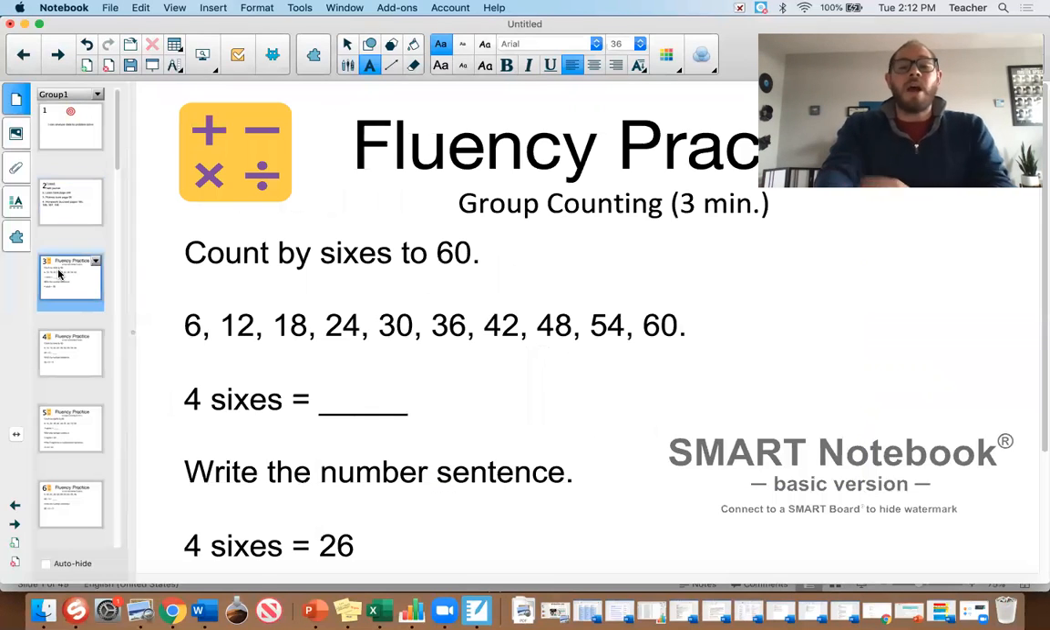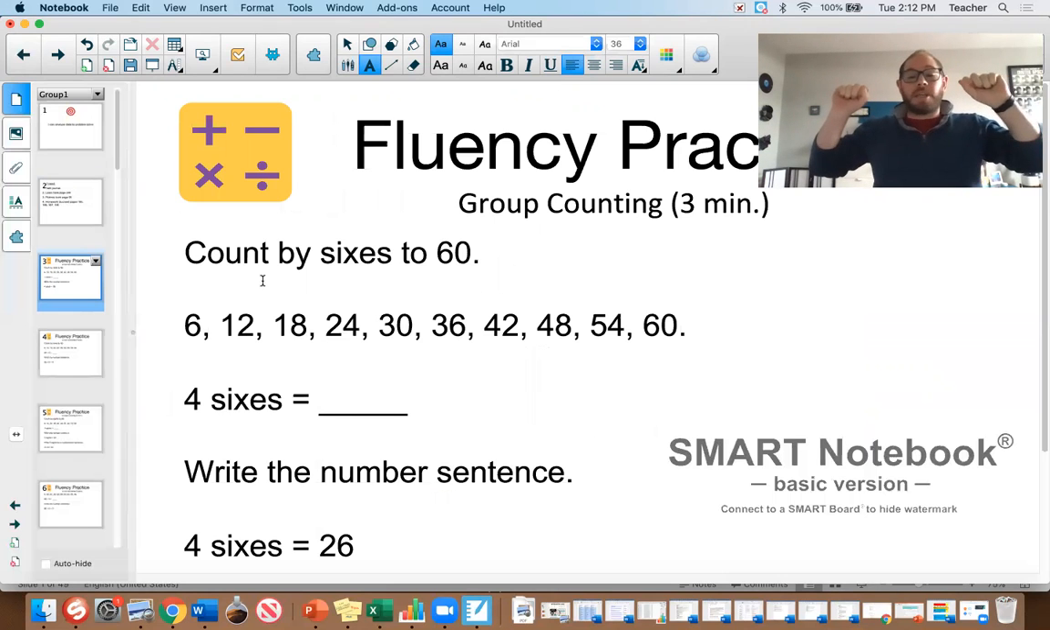Welcome back, grade threes. We are going to get started with our fluency practice. So the first thing we need to do today is count by sixes. So let's have our math hands ready. We're going to start with 0, because 0 times 6 is 0. I'm going to start with my right hand and work my way to my left hand. You're starting with your left hand, just like when we write. All right, so let's get ready.